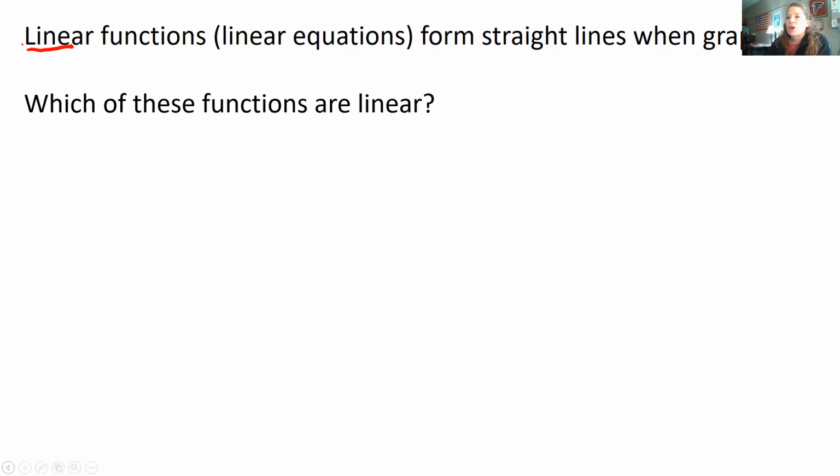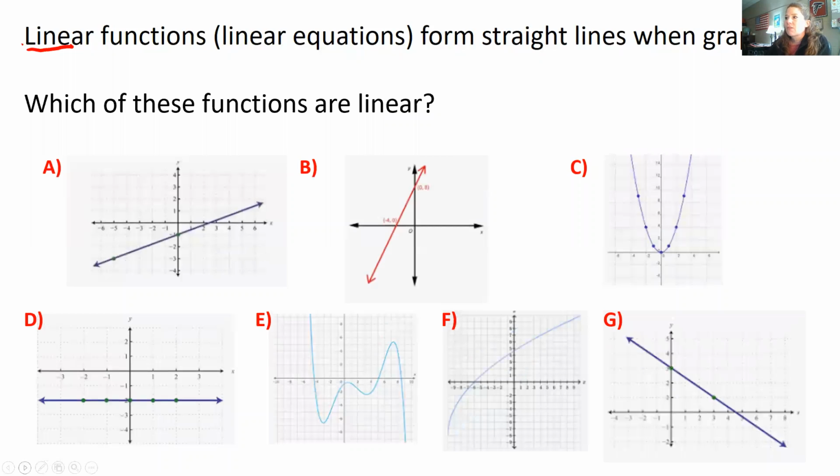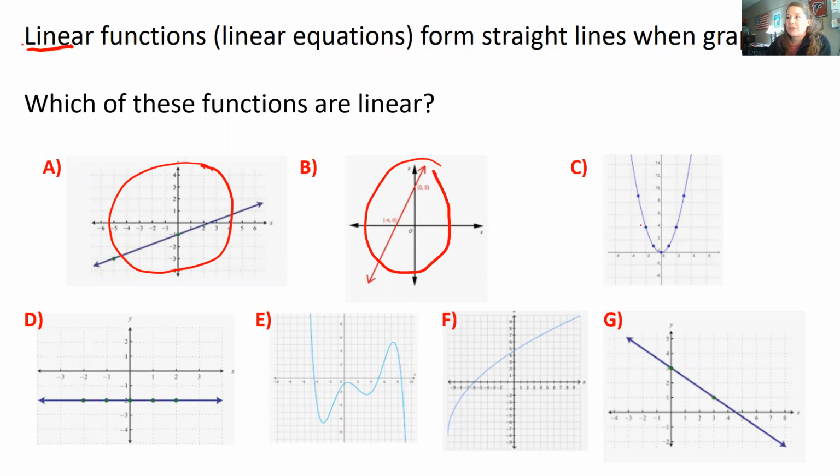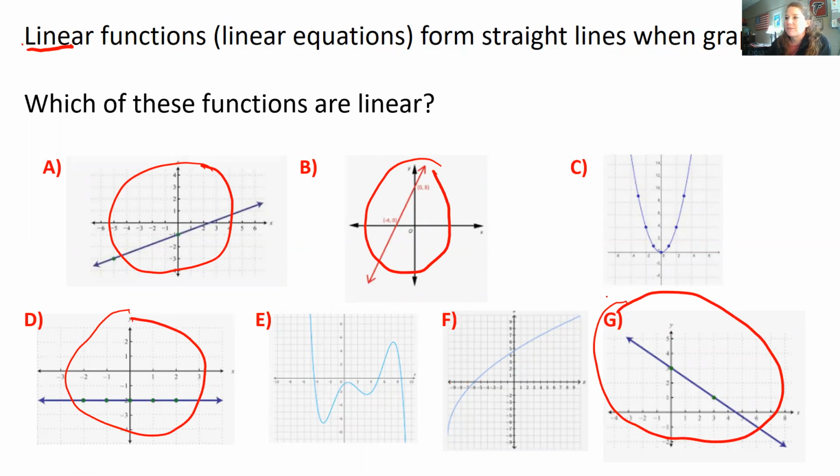Which of these functions are linear? All kinds of graphs down here, correct? So all you have to do is identify which graphs form the straight line. So we have letter A, this one's linear. Letter B is linear. Letter C is non-linear. Letter D is linear, makes a straight line. Letter E and F are non-linear. And letter G is a linear function.